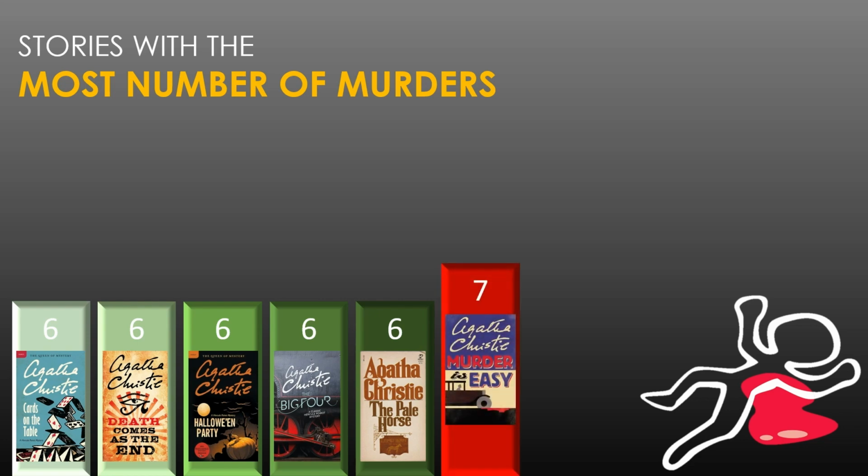Christie's novel Murder is Easy, also known as Easy to Kill, is a classic mystery featuring a string of murders in the English village of Wychwood-under-Ash. In this story, there are 7 murders that occur throughout the narrative. The protagonist, Luke Fitzwilliam, takes on the role of an amateur detective to solve these murders and uncover the truth behind them.